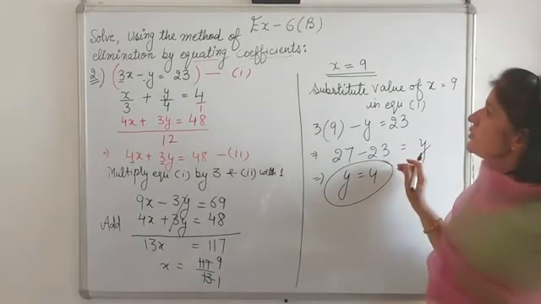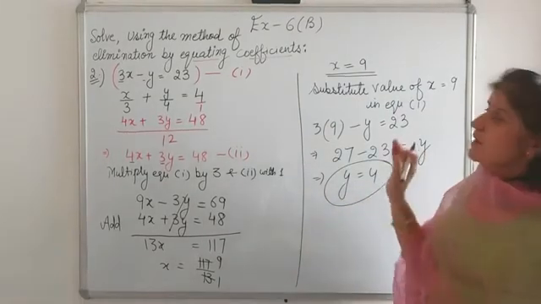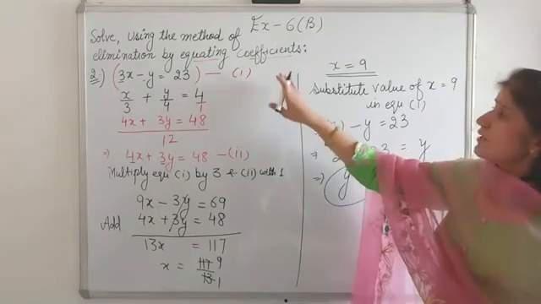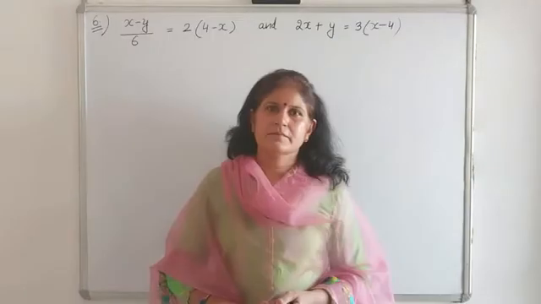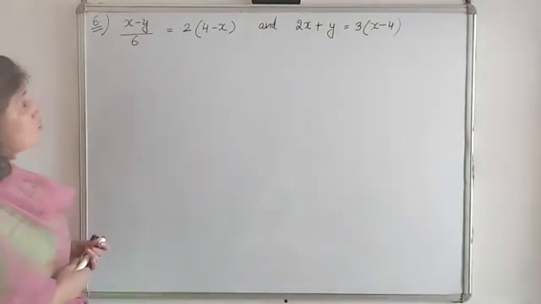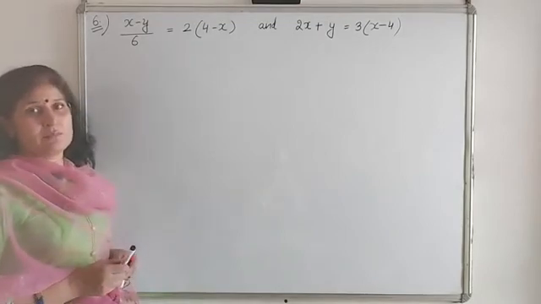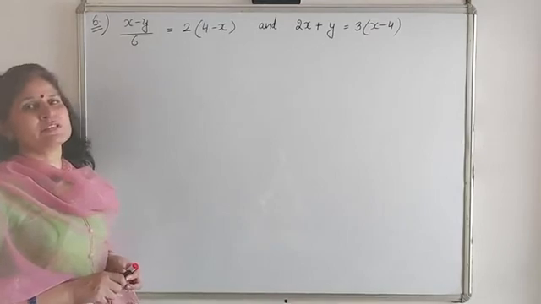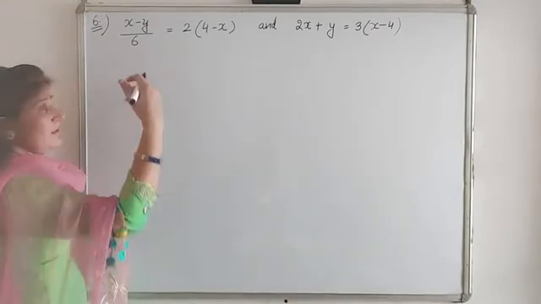Like this you can calculate value of x and y, by which method? By elimination of equating coefficient of any of the variable. Now we will do question number 6. In this question, two equations are given. First of all, we will solve them, make it in a simple form, and then we find value of x and y by elimination method of equating coefficient.